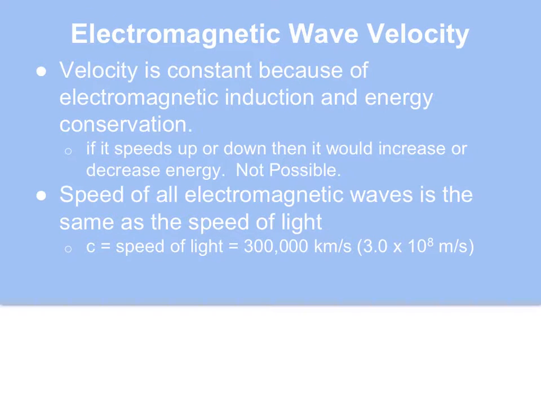All right, so electromagnetic wave velocity. Since we know that this electromagnetic induction is occurring, meaning that an electric charge is creating a magnetic field, which creates an electric charge, which creates a magnetic field, and we know that, of course, conservation of energy happens, the speed of an electromagnetic wave is going to stay constant. The reason for that is you're not going to gain or lose energy.